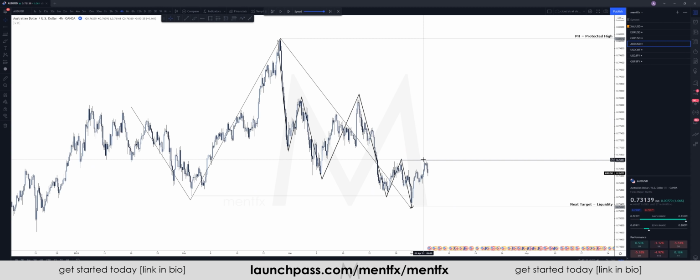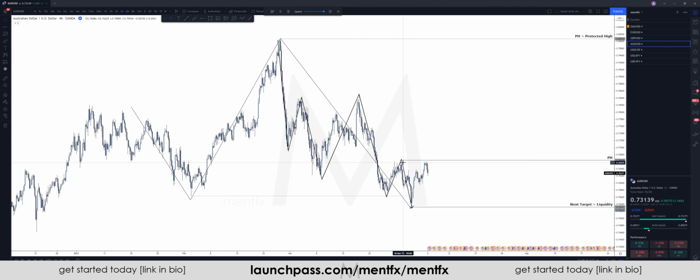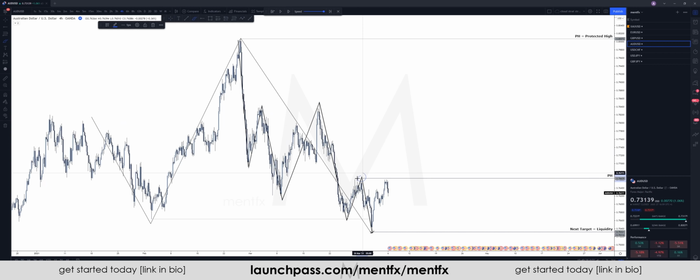What we have here on this lower time frame is the same thing. We have a target of liquidity right here, which is the same target of liquidity as the higher time frame range. And we have this other protected high, which is actually only a protected high. So we're just gonna go PH because you guys understand this protected high. But this protected high is only part of this range here.